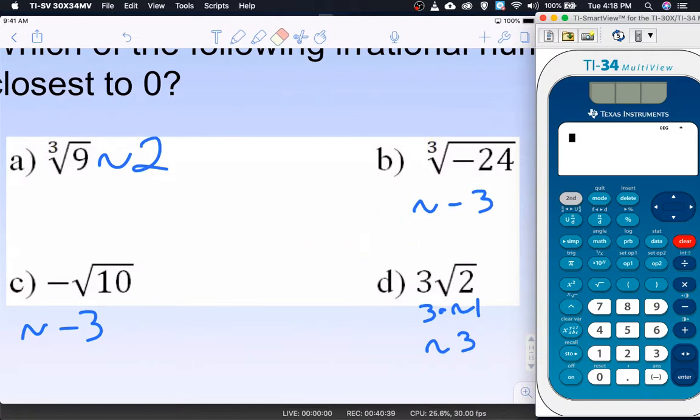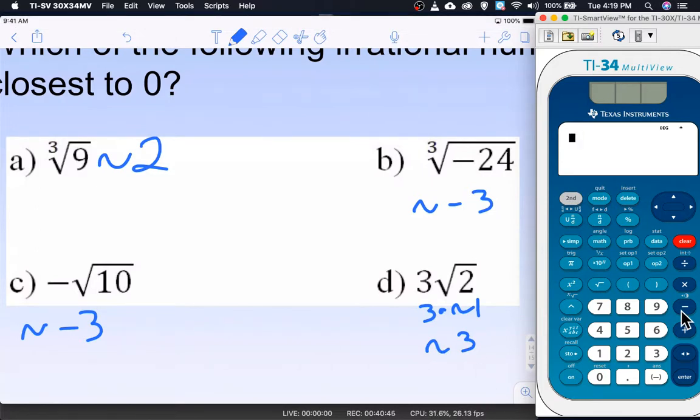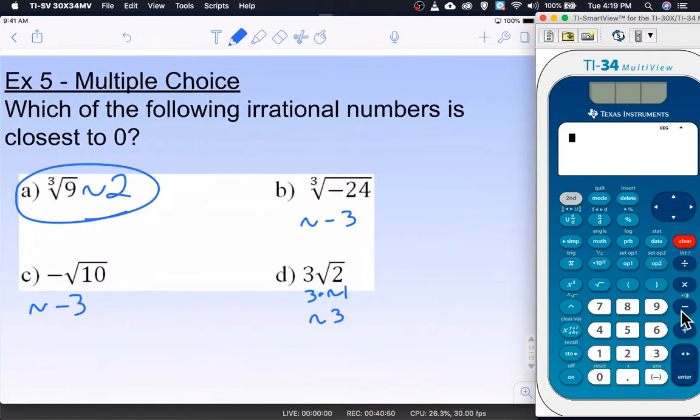So which of these is the closest to 0? 2, -3, -3, or +3? 2 is. And we did not need a calculator. We just needed to estimate.